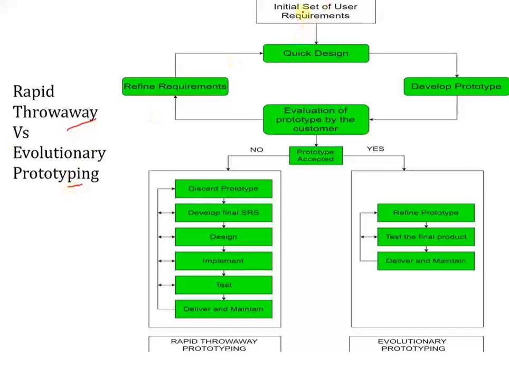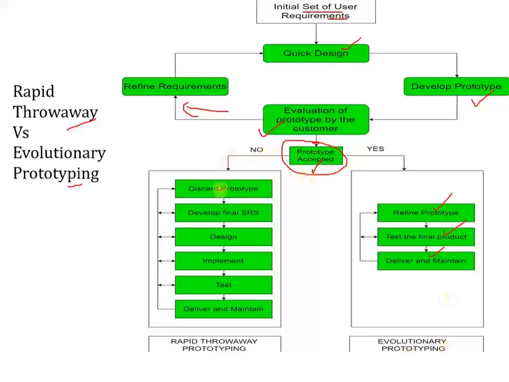So the initial set of requirements will be obtained and first we will follow with a quick design. After this, we will go for developing the prototype and we will call the customer for initial evaluation. If the requirement is not satisfied, we can go in this fashion, or otherwise we will go for checking the worthiness of this particular prototype. If it is accepted, then we refine it and then we will use this for testing the final product, and we can go for delivery and maintenance under evolutionary prototyping.